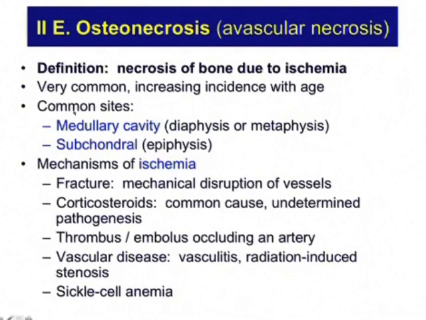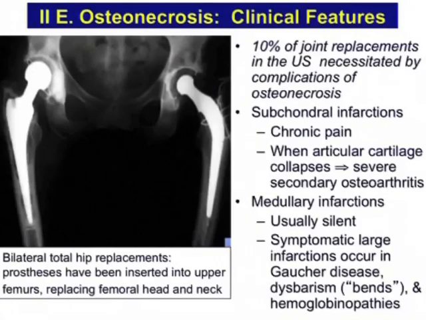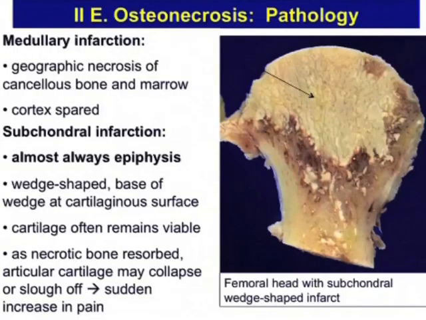And the most common site for this to happen is subchondral. So in the epiphysis, like the femoral head is a common place for avascular necrosis. And the other place where it can happen is in the medullary cavity of the bone. So here's somebody who had to have hip replacements done as a complication of avascular necrosis of the bone. Let's actually look at this picture here. This is the femoral head. It's a cross section. And this is showing you what an infarct looks like in the bone.